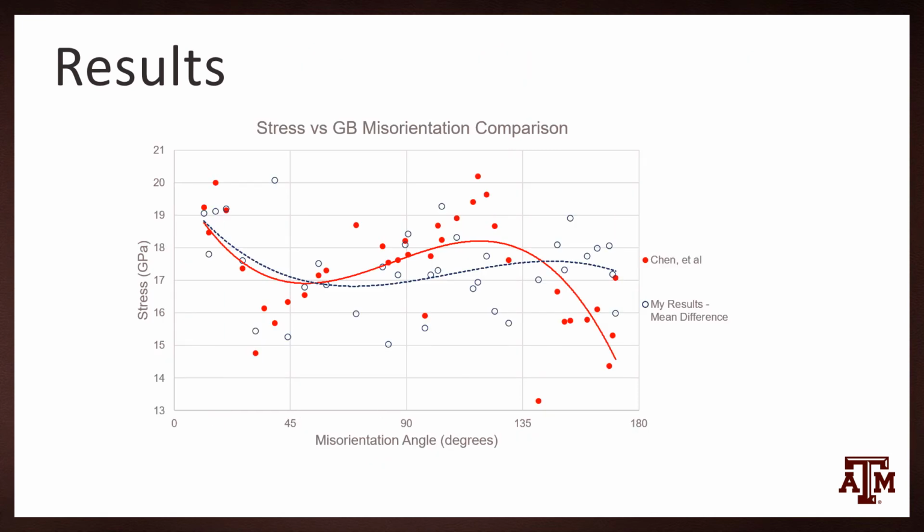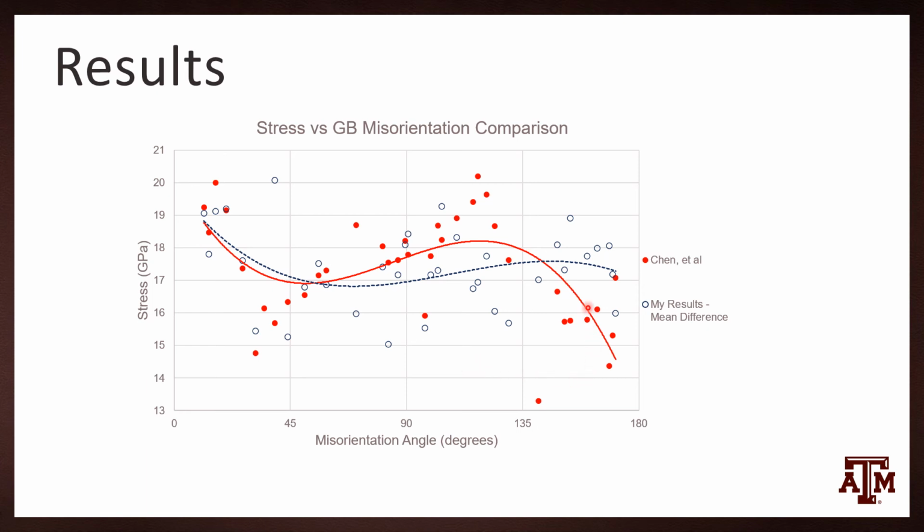This graph shows the results of Chen et al. and my results after subtracting the mean difference of 2.28. This is just to compare the trends with misorientation apart from the vertical shift. My results agree with Chen et al. quite well for lower angle boundaries around 0 to 100 degrees. However, they are off by more at higher degrees of misorientation. In the future, I hope to investigate why there is this difference.